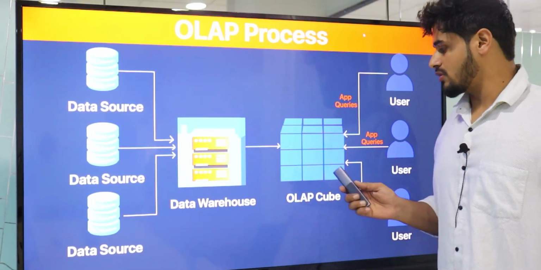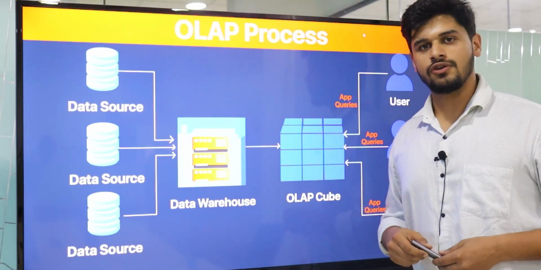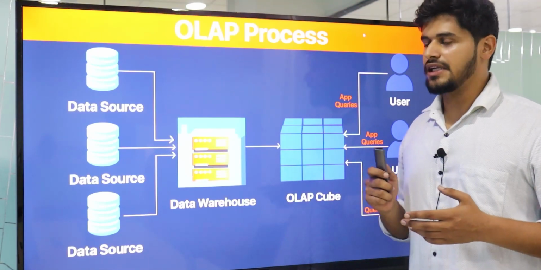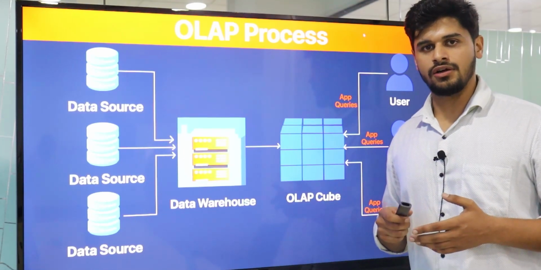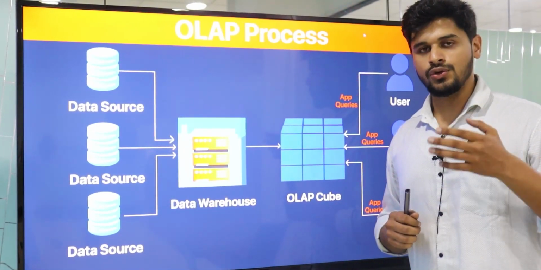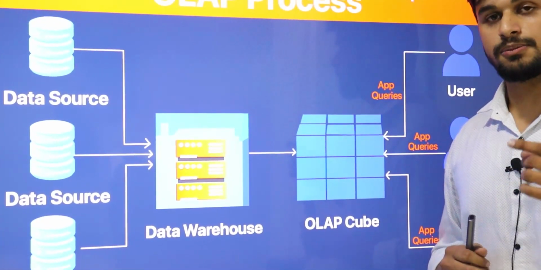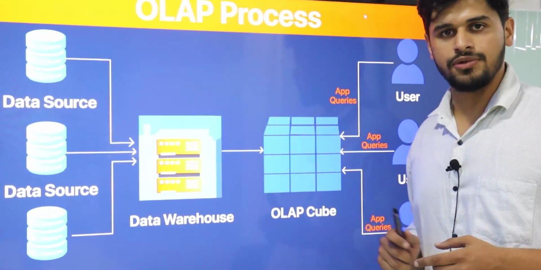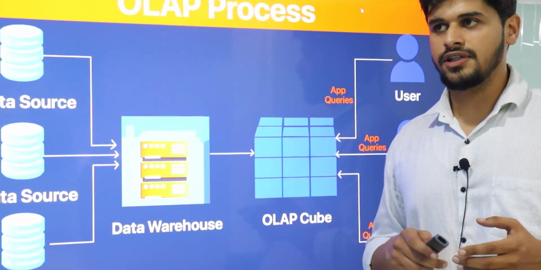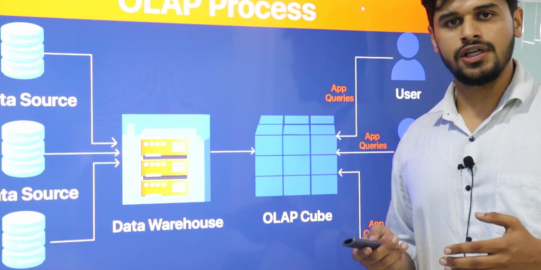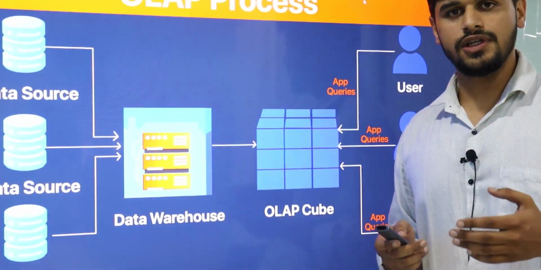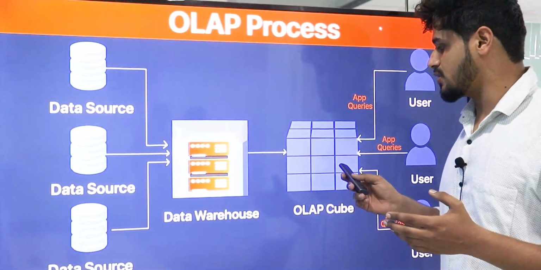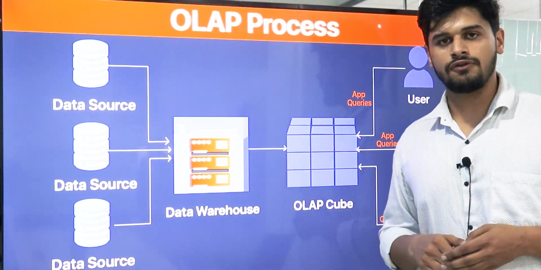Now let's talk about the four most important concepts of the OLAP cube. First is drill down. As the name suggests, we can go deep into the data, and it increases the number of layers in the OLAP cube. The other one is the opposite of drill down, that is roll up. In this we do not go deep into the data, and we decrease the layers of the OLAP cube.